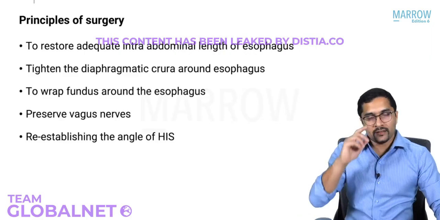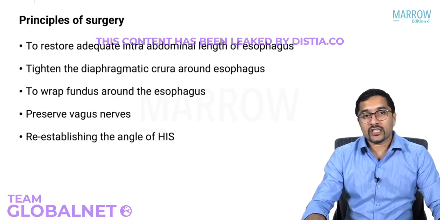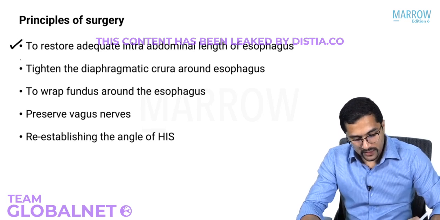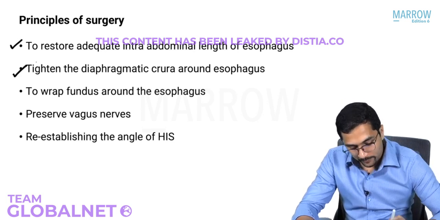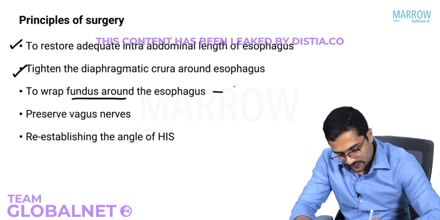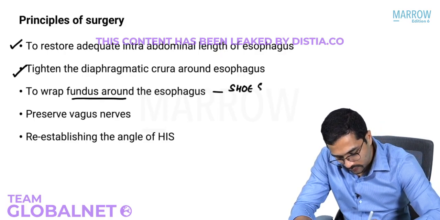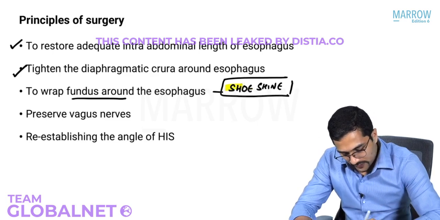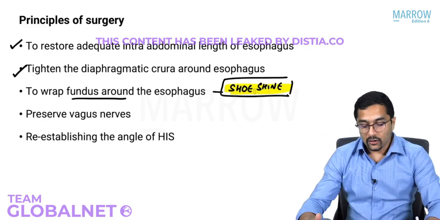We have to save the vagus nerve and we have to re-establish the angle of His. So these are the principles of surgery: to restore adequate length, to tighten the diaphragmatic crura, to wrap the fundus around the esophagus, which I told you is the shoe shine maneuver that has been asked in the exam, to preserve the vagus and to re-establish the angle of His.